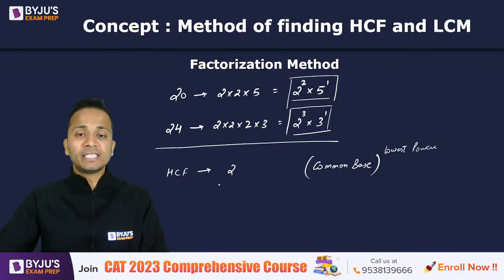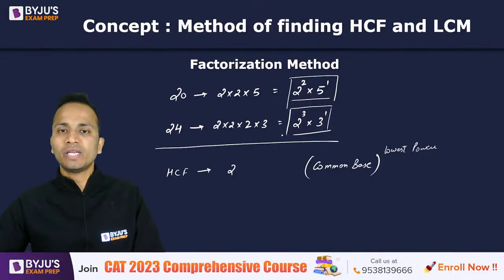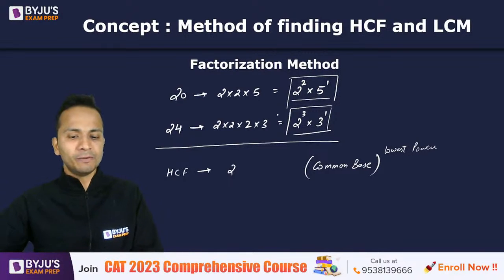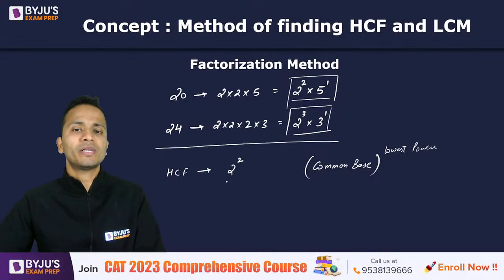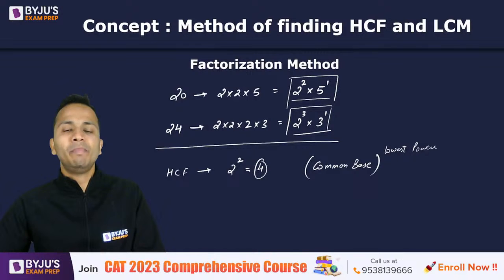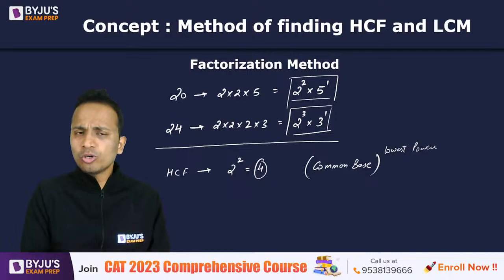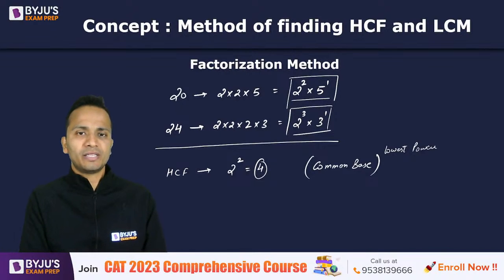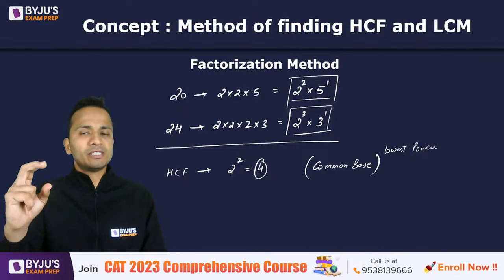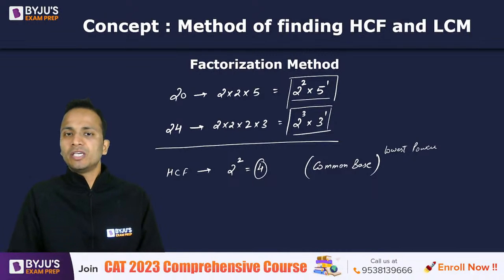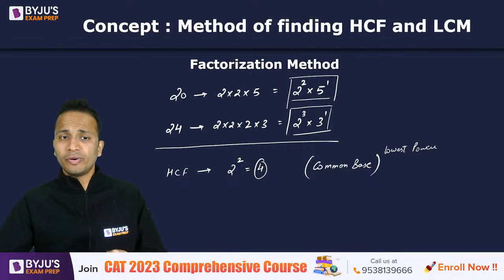So the common base that I've selected is 2. The lowest power of 2 among these two numbers is which one? It is 2 square. So the lowest power of 2 is 2 square, and this number 2 square, that is equal to 4, will become the highest common factor of these numbers. Don't worry, I'll be taking 2 or 3 more examples to clarify this. So for HCF, we have taken the common bases among both the numbers with their lowest powers. The common base was 2 and the lowest power of 2 was the square power, right?